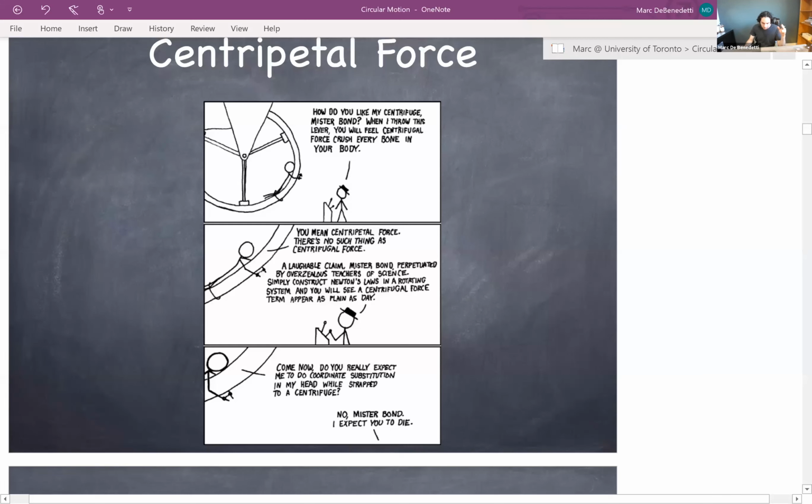Bond, perpetuated by overzealous teachers of science. Simply construct Newton's laws in a rotating system, and you will see the centrifugal force term appear plain as day.